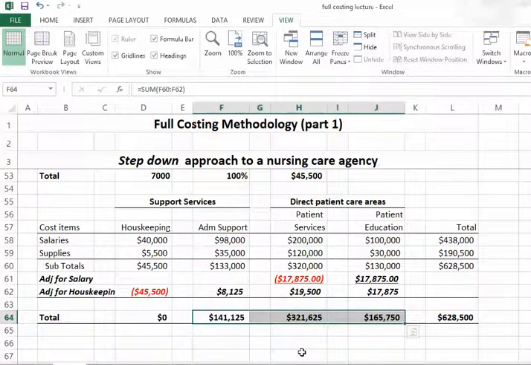to just 3 departments. Now, in our next lecture, we're going to complete this discussion and show how we now are going to allocate administrative support to these last 2 areas so that we can come up with a cost of patient services and patient education.